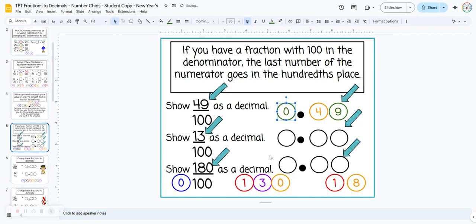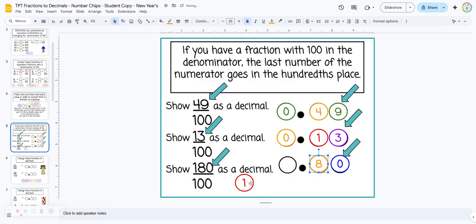13 hundredths, the 3 again has to go in the hundredths place. And then we place the 1 next to it. And again, this number has to be a 0. Now this one, 180 hundredths, that 0 has to go in the hundredths place. And then if we place the other numbers in order, we get 1 and 8/10.